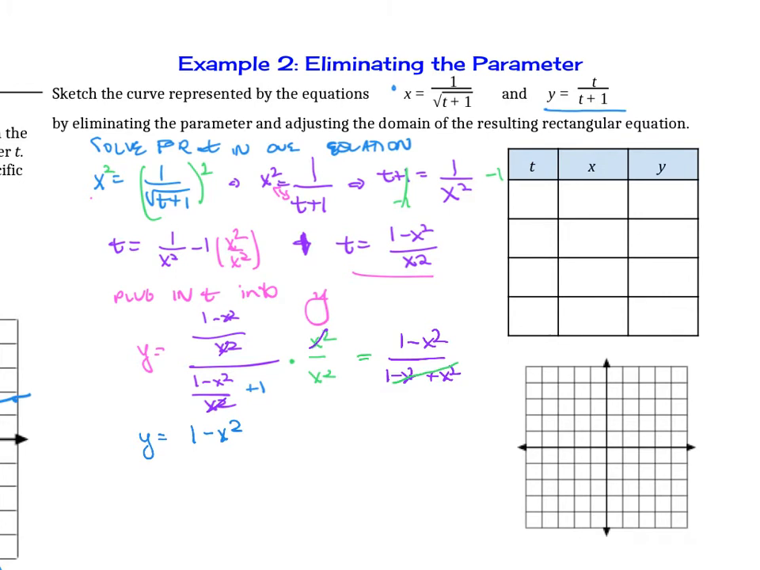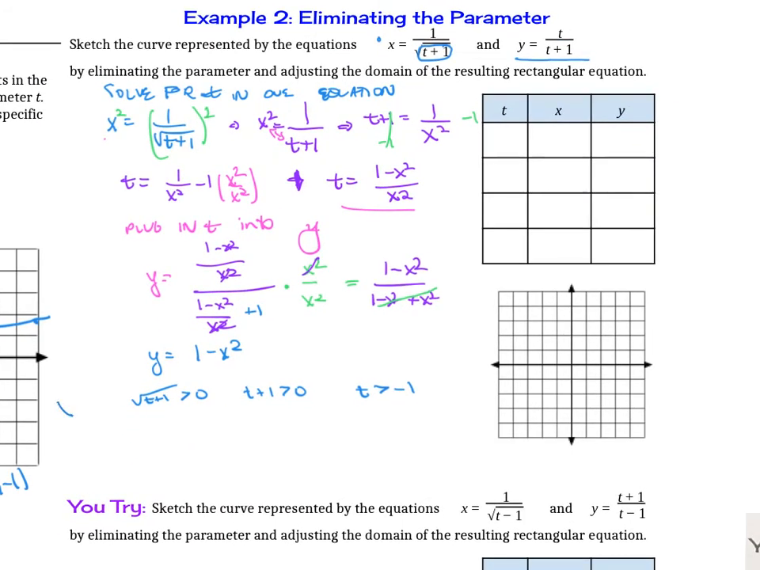Now we need to adjust our domain. Looking at this equation here, we see that we have a restriction. Remember that under a square root, it must be positive, greater than 0. So let's find out what it must be. You can probably see it right away: t has to be greater than negative 1, right? Because it makes it undefined at that point. So really what we're looking at is that the values have to be positive. The domain has to be positive.